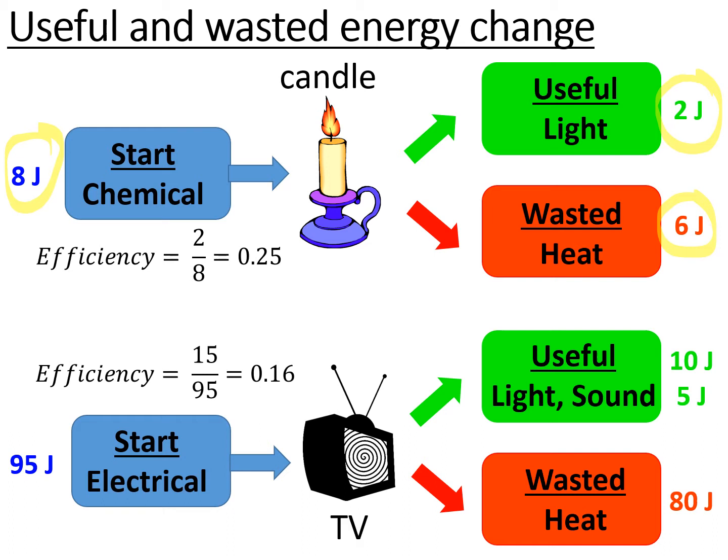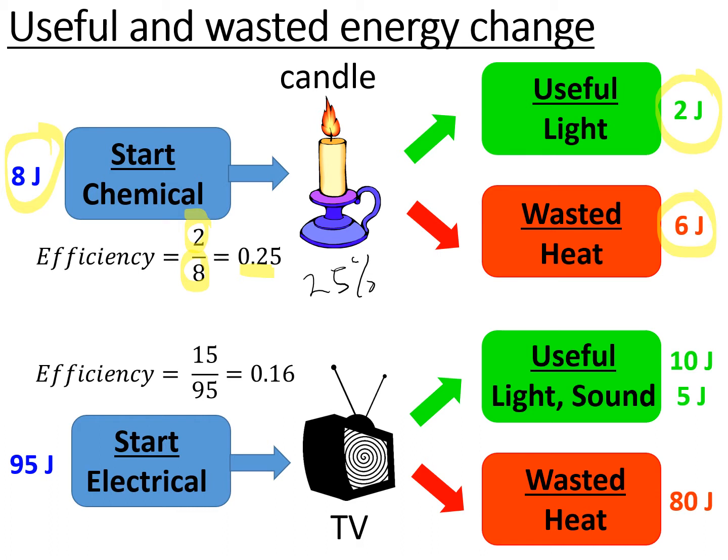We're going to divide the useful, which is 2, divided by the total input, which is 8. We get an efficiency of 0.25. You can leave it like that. We do not need to convert that to a percentage. Okay, but sometimes the question says convert to a percentage, so you just multiply that by 100 and you get 25%.